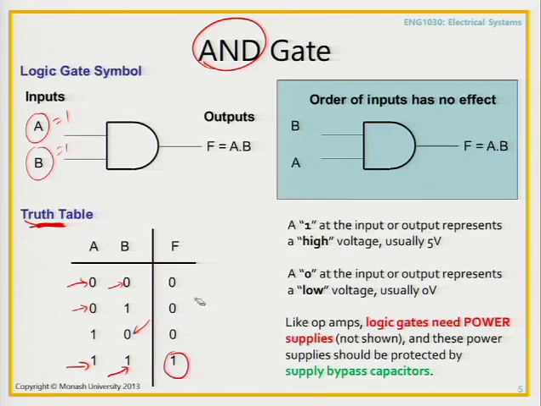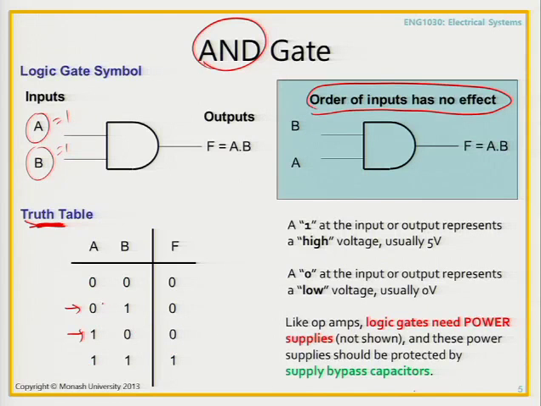One thing to note is that the order of inputs for these gates has no effect. That's illustrated in this table. If I swapped these two lines, it doesn't matter which one of these is a 1, or which one of these is a 0. If either of these is a 0, then the output is a 0. So for an AND gate, the order of inputs has no effect.